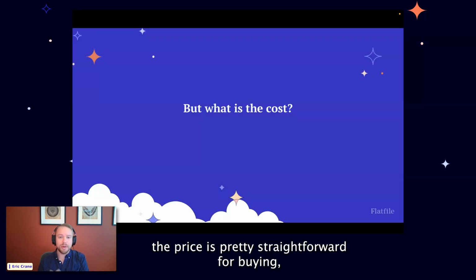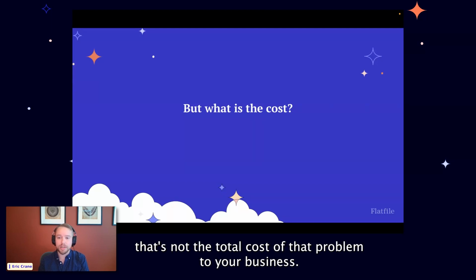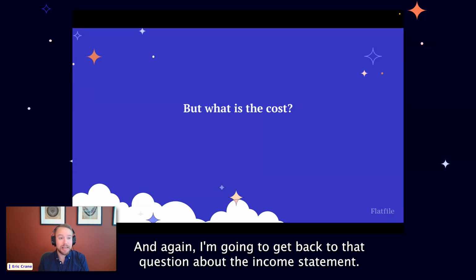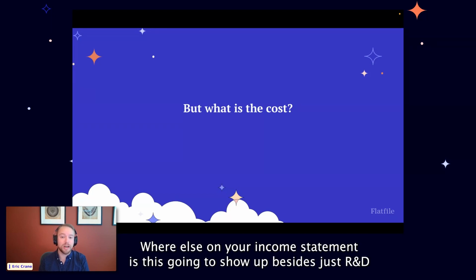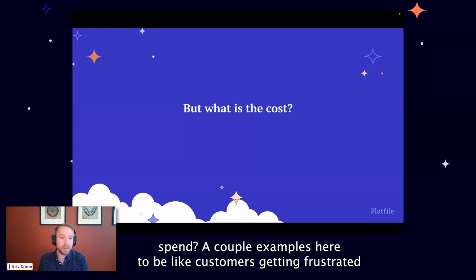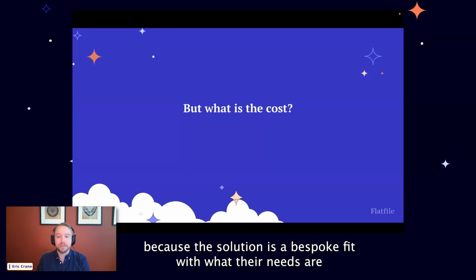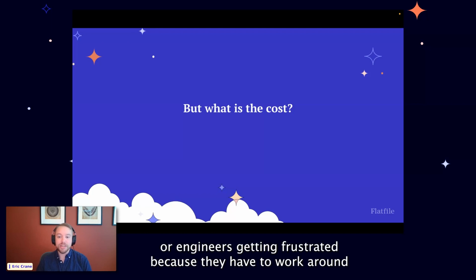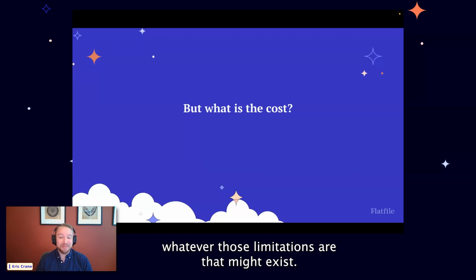And while the price is pretty straightforward for buying, that's not the total cost, though, of that problem to your business. And again, I'm going to get back to that question about the income statement. Where else on your income statement is this going to show up besides just R&D spend? A couple examples here would be customers getting frustrated because the solution isn't a bespoke fit with what their needs are, or engineers getting frustrated because they have to work around whatever those limitations are that might exist.